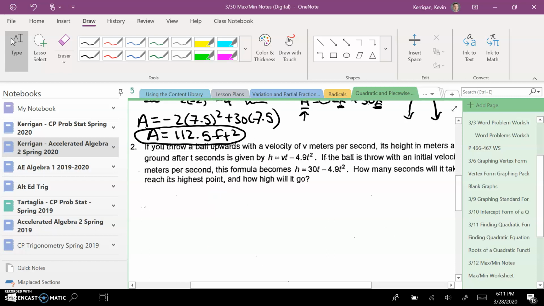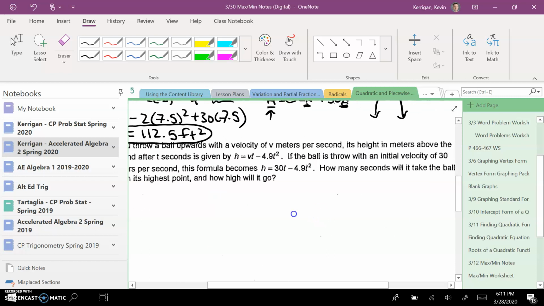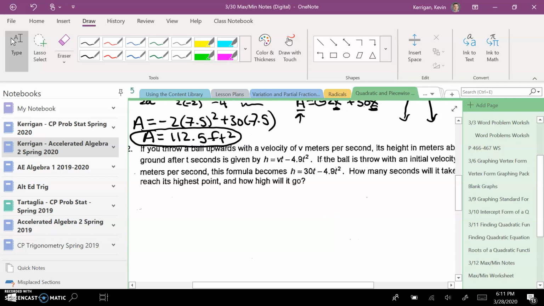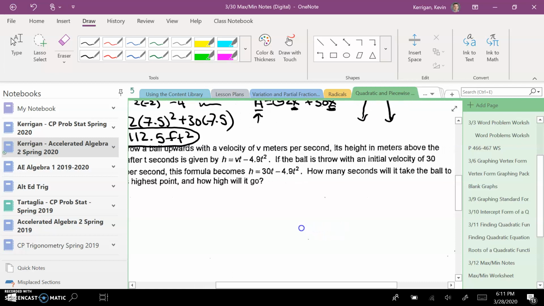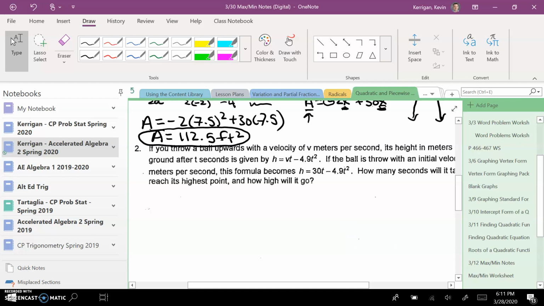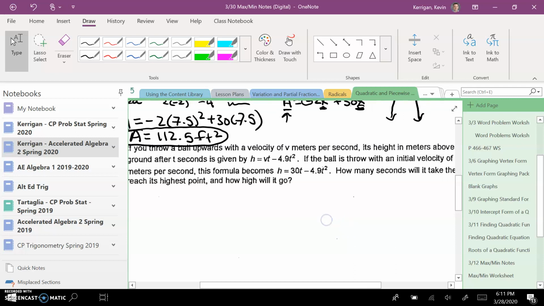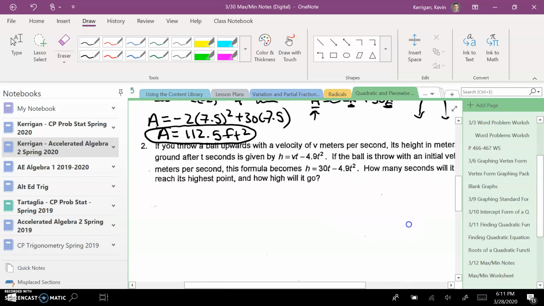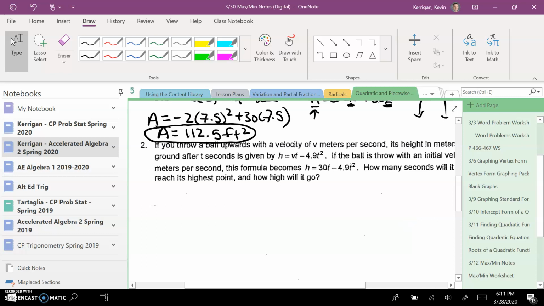If you throw a ball upward with a velocity of v meters per second, its height in meters above the ground after t seconds is given by h equals v times t minus 4.9 t squared. If the ball is thrown with an initial velocity of 30 meters per second, this formula then becomes h equals 30t minus 4.9 t squared. How many seconds will it take the ball to reach its highest point, and how high will it go?